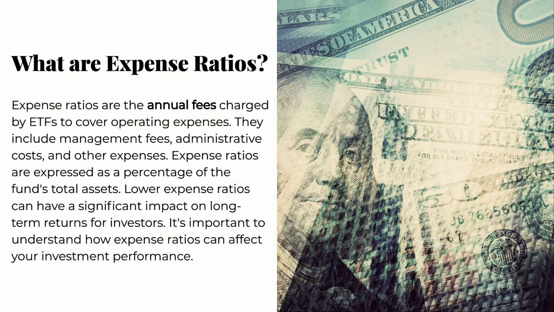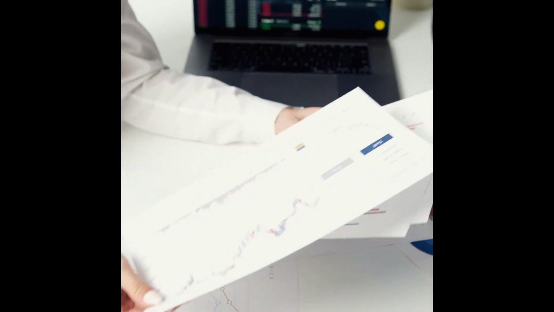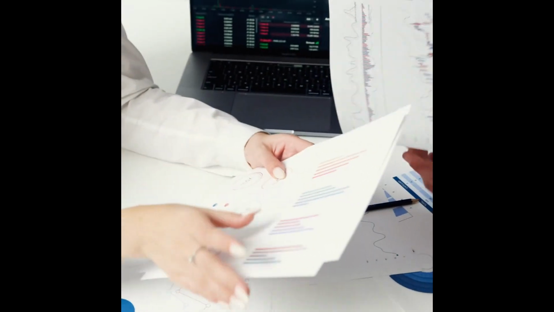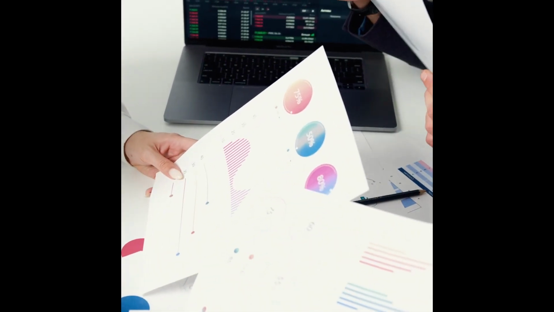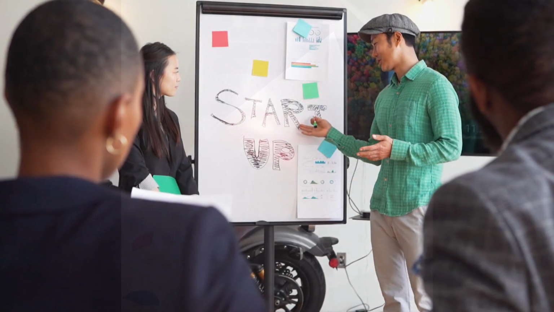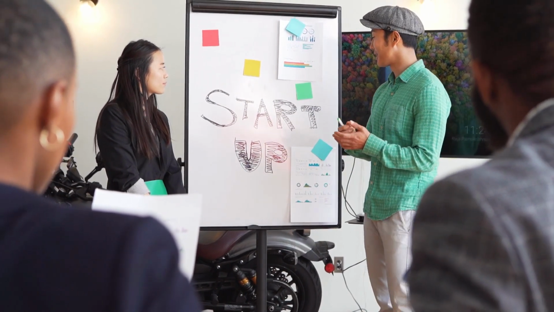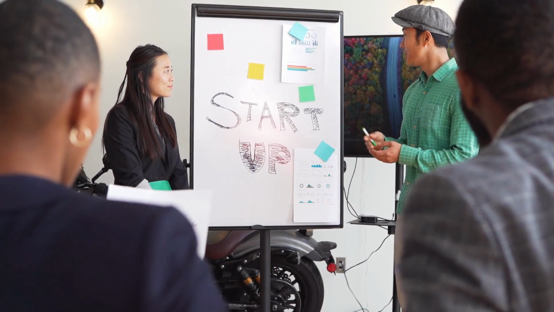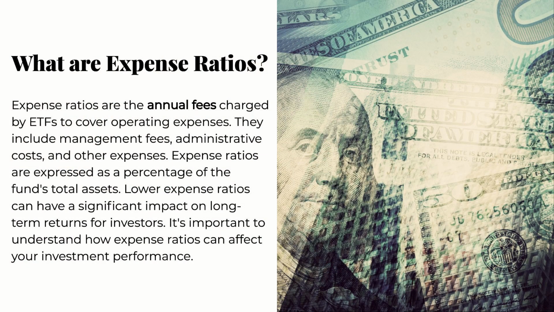Expense ratios are more than just a percentage. They include various components. One is the management fee, which compensates the fund manager for their expertise. Then we have administrative costs, covering operations like record keeping and customer service. Some funds also include a 12b-1 fee for marketing and distribution costs. Each of these components plays a role in the overall expense ratio, contributing to the total cost of your investment. Understanding these components is key to grasping how expense ratios impact your investments.